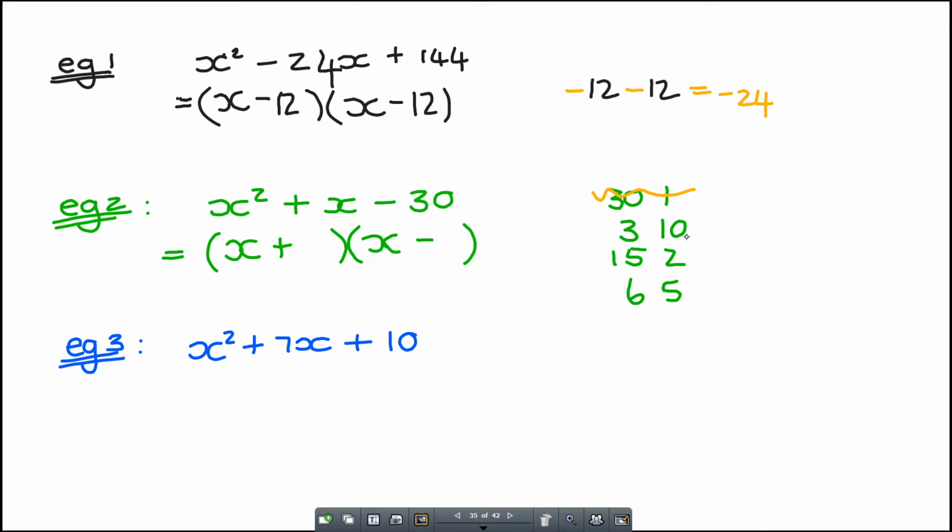The 3 and 10, just to give you an example, 3 plus 10 would give me 13. 3 minus 10, minus 7. But I would never get to positive 1, so that one is also out. The 15 and 2 as well, 15 plus 2 gives me 17, 15 minus 2, 13, so I can't use that.